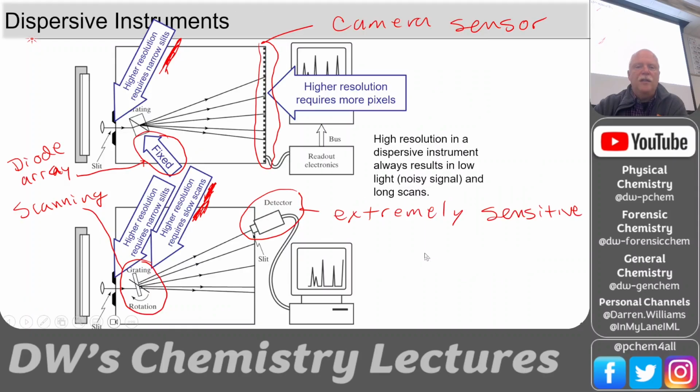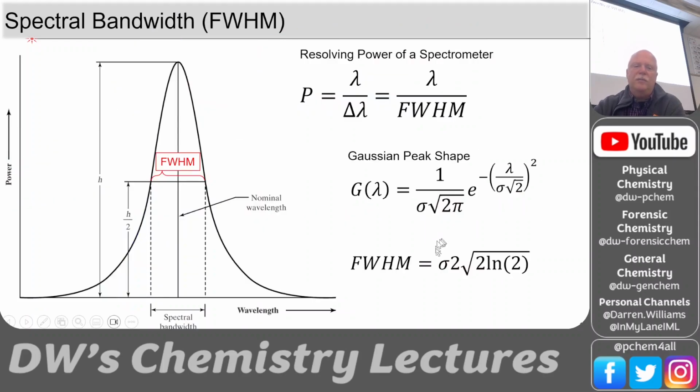Now, how do we discuss resolution? Let's talk about the peaks. Spectral bandwidth is an important piece. And so you'll see this FWHM as an indicator of the resolution of an instrument or the width of a peak. That's the full width at half maximum.